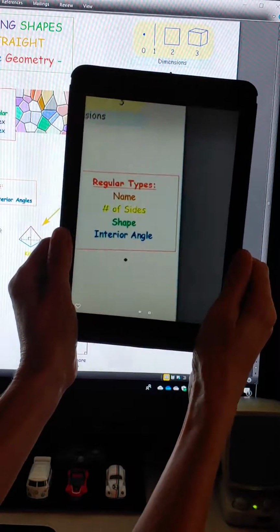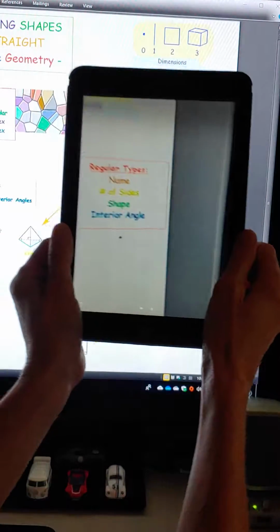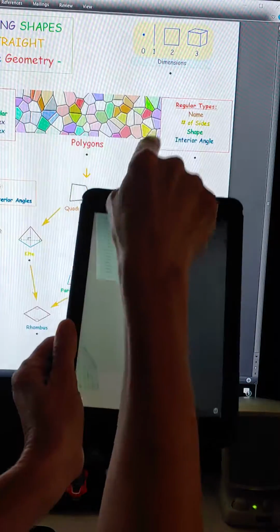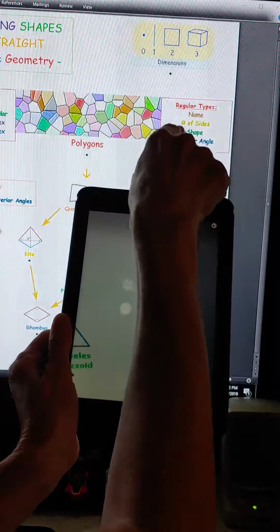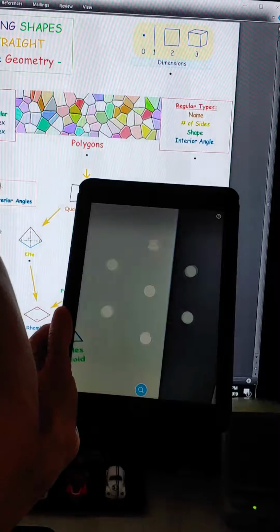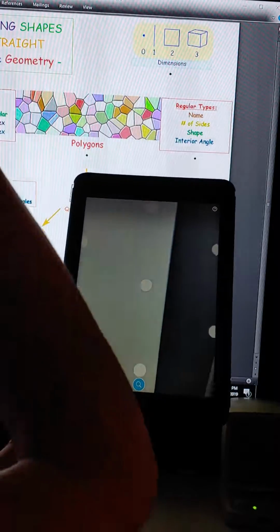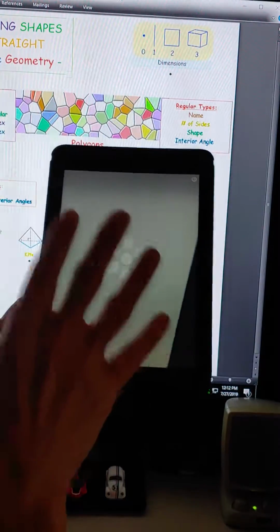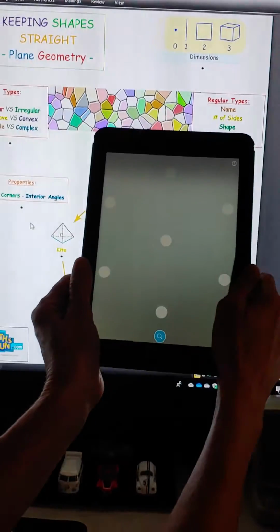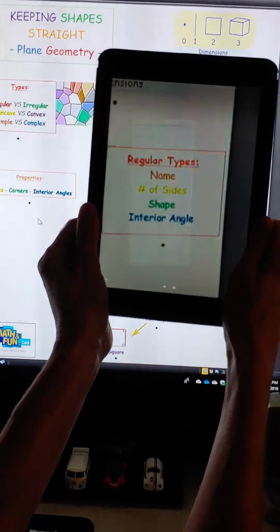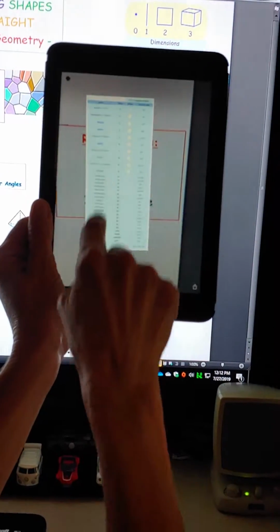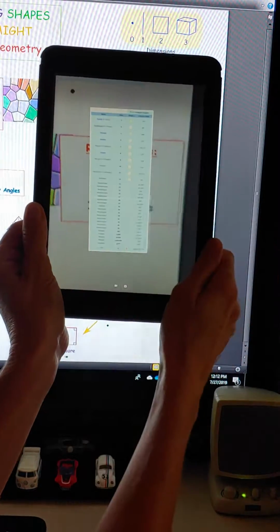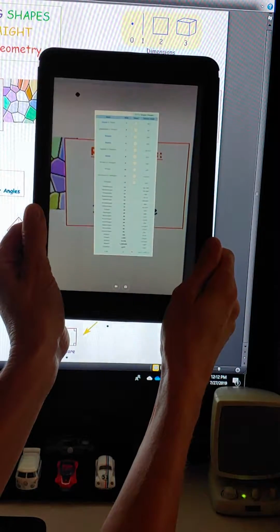Regular types. Notice the key words. And there we go. Regular types. In here, just to trigger memory, regular versus irregular. Regular polygons have all the same sides and the same interior angles. Irregular have different ones. Anyways, that'll help with that. If you go into my regular types, it gives a chart with a name, number of sides, a picture, and the measurement of an interior angle, because all the interior angles are the same.